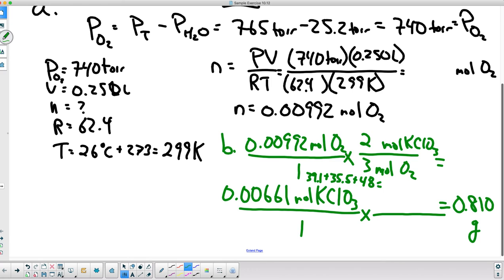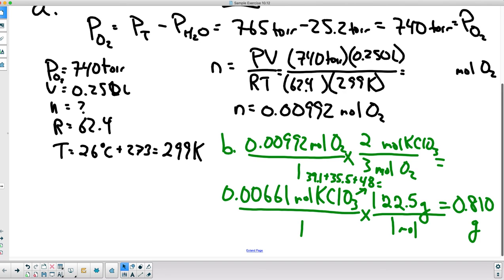39.1 plus 35.5 plus 48 equals 122.5. So that would be 122.5 grams for every 1 mole. The 122 is what I get with the 1 potassium, 1 chlorine, and 3 oxygen. 3 oxygen is 48, because 16 times 3. And then 122.5 is the number of grams I get for the whole KClO3. So when I multiply these going straight across, I get 0.810 grams of KClO3. And that's how you do that problem.